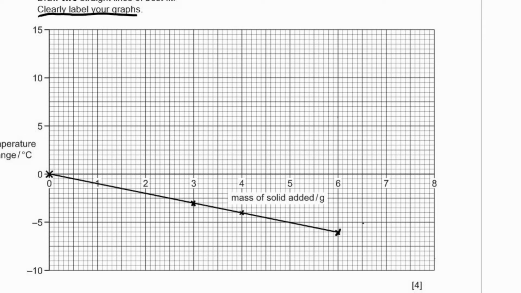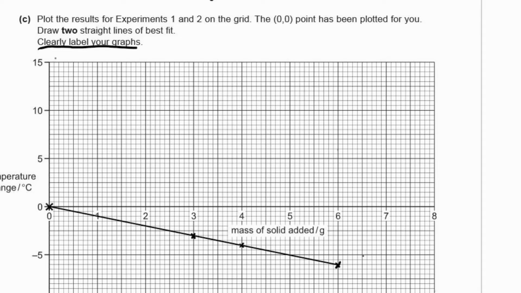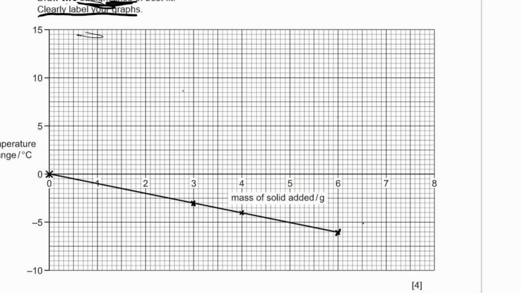It did actually say in the instructions as well to draw 2 straight lines of best fit. So if it says to draw a straight line, you don't have to guess whether you draw a curve or a straight line. It's with a ruler. All right, now we have to label that. This line is for solid C.